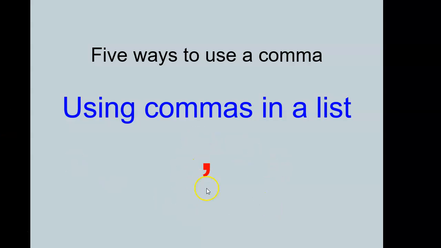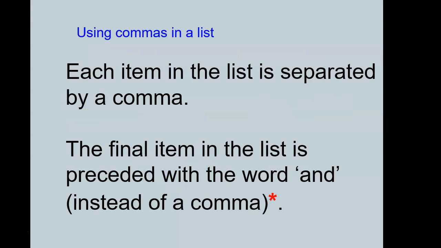So this is what a comma looks like. It's sort of a full stop with a little tail on it, okay? So when you use a comma in a list, you use the comma to separate each of the items in the list. But you don't use a comma between the last 2 items, you just use the word and.